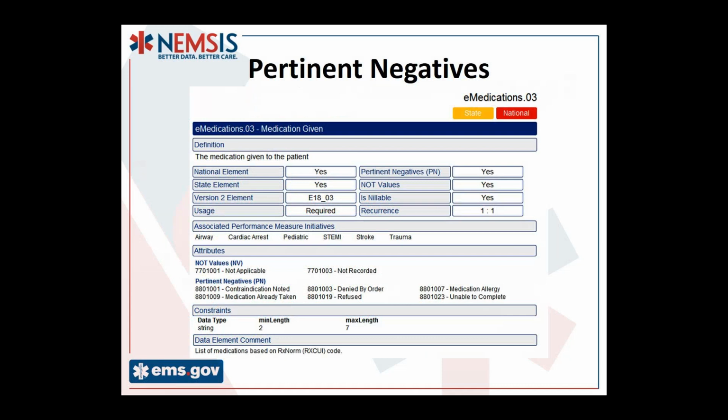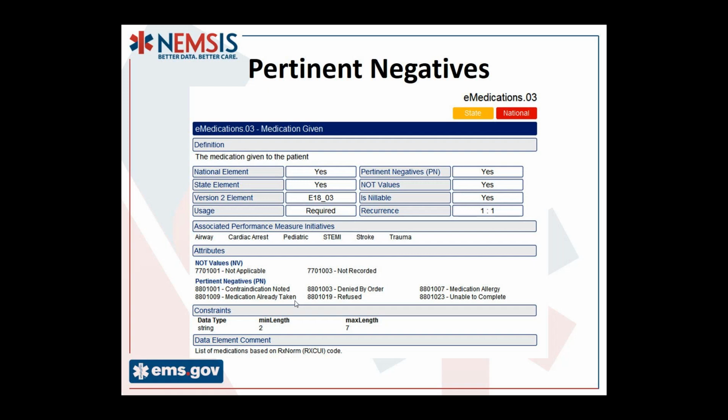So here's just an example of the first one I mentioned, the data quality is improved by pertinent negatives, right? So this truly helps us. You can see in the middle of this page that we list the pertinent negatives that are available for medications given to a patient. So now a provider can truly indicate why they did not give a medication. That helps us to improve the ability to look at protocols and adherence to protocols.